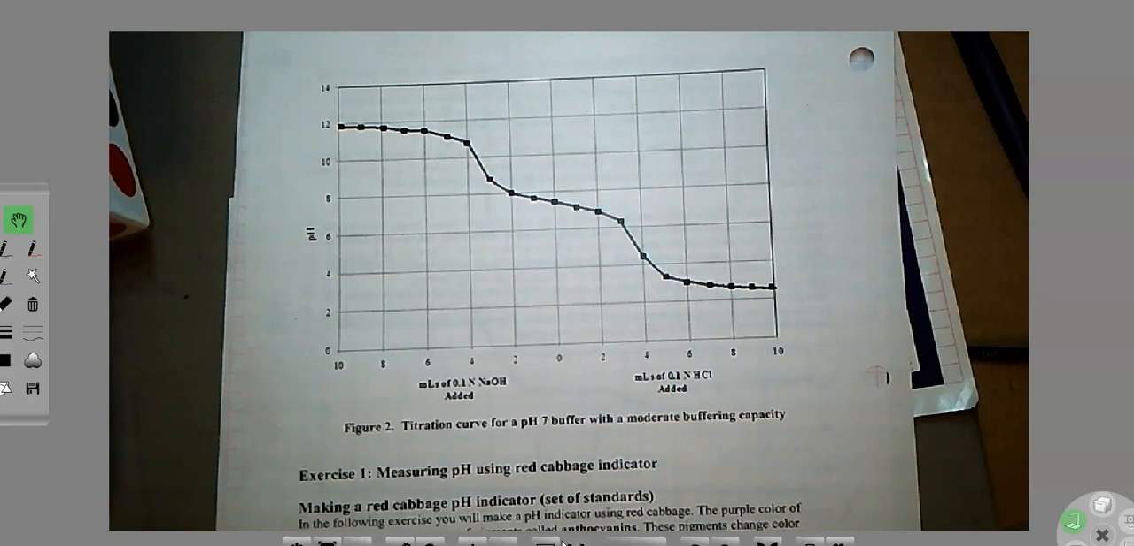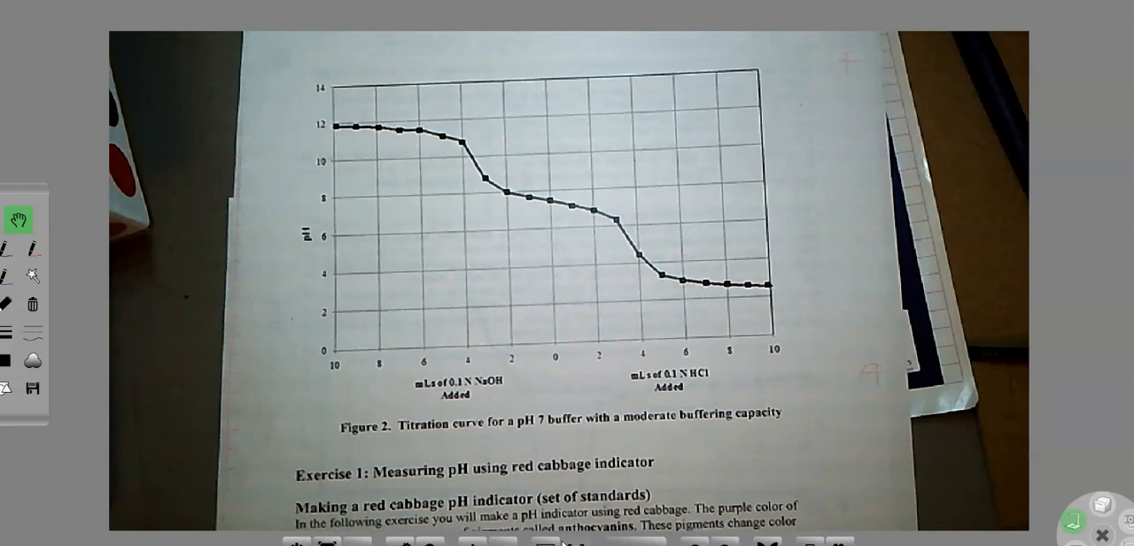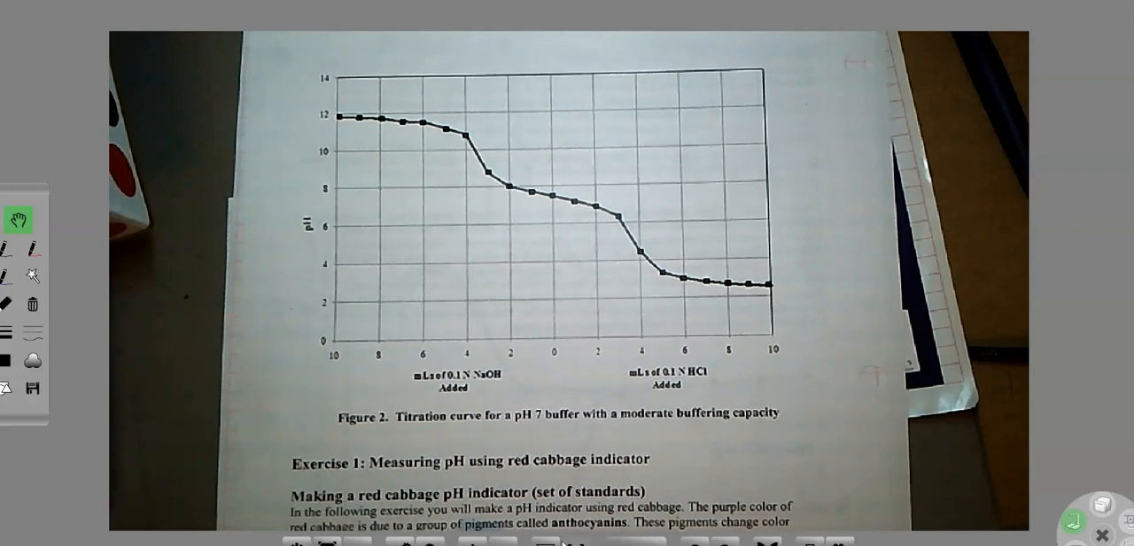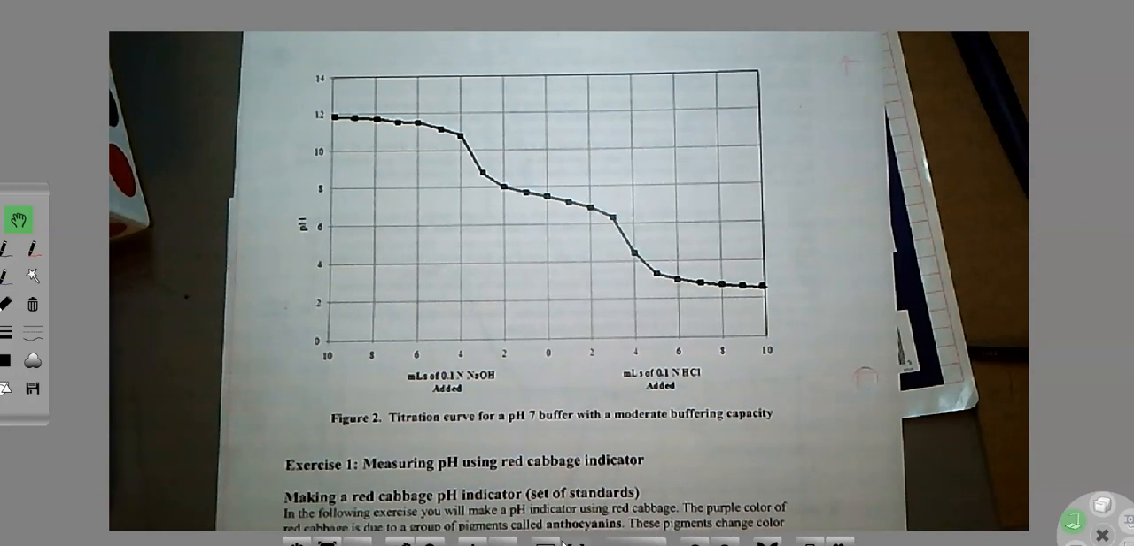Okay, so let's go ahead and use this, and then we'll go to our graph, and then I'll show you another one. Okay, so the question is, what is the buffering capacity and the buffering range, or the pH range? What you're going to do here is first determine which flat part is your actual buffer, like where your buffer is actually working.